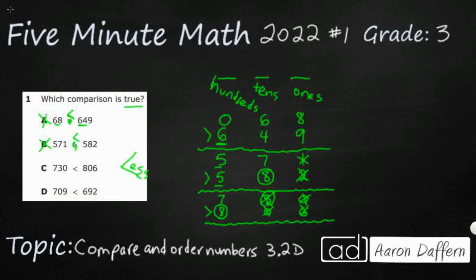Let's just double check to make sure D is incorrect. I've got 709, 692. Once again, we can make our determination just based on the hundreds place. This 700 is bigger because 700 is larger than 600. Doesn't matter that the 9 is bigger than the 0. But they have it pointing to the wrong one. Should be flipped around. So my answer here is C.